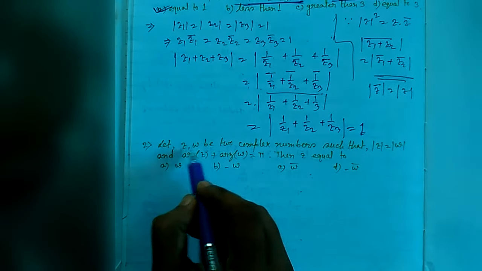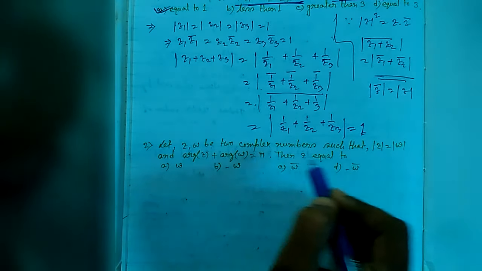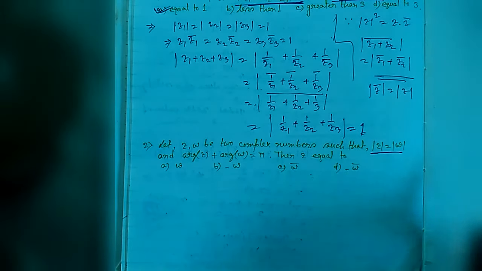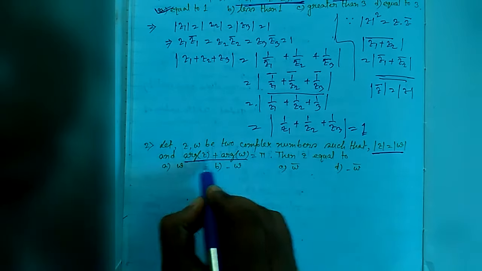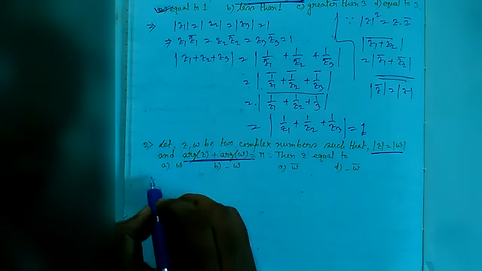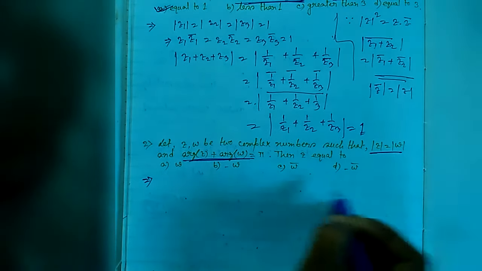If z, w are two complex numbers such that mod z equals mod w, and we also have another condition, argument of z plus argument of w equals pi, then z equals? First pause my video and try yourself.